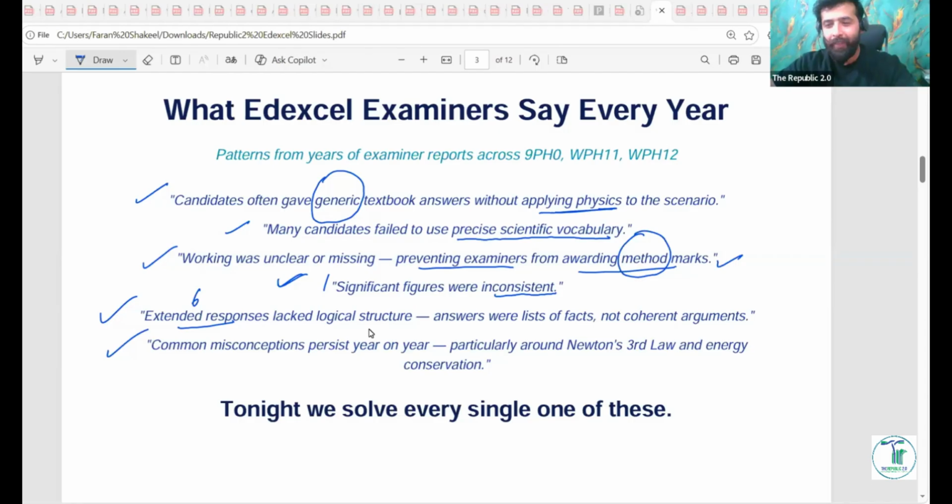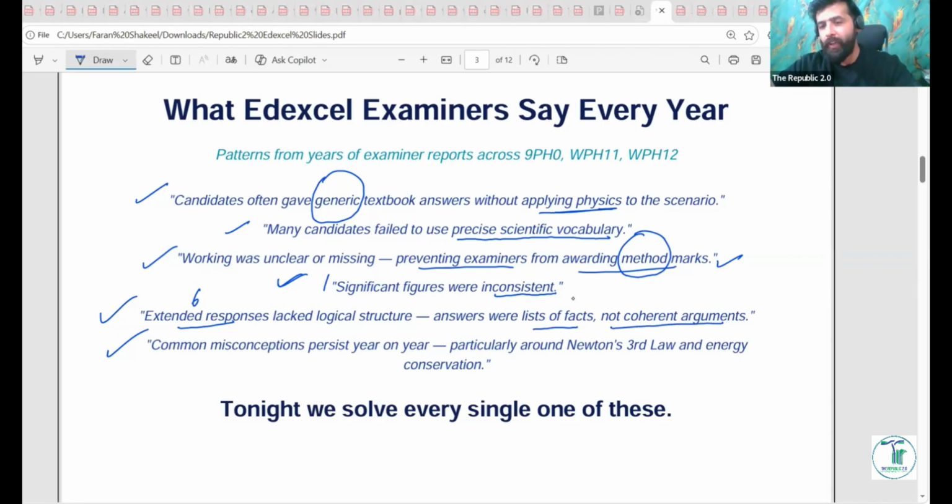They're all shy. Okay, so you've got 6 markers, right? Extended responses lacked logical structure. Answers were a list of facts, not coherent arguments. This was the point Jason was mentioning, right? You're not giving any sort of logical structure.